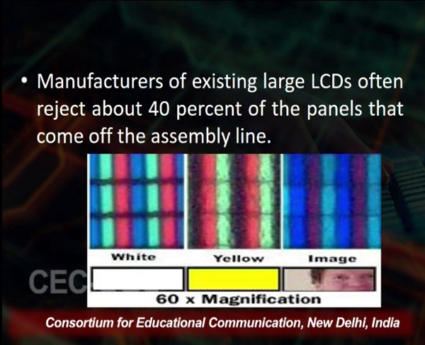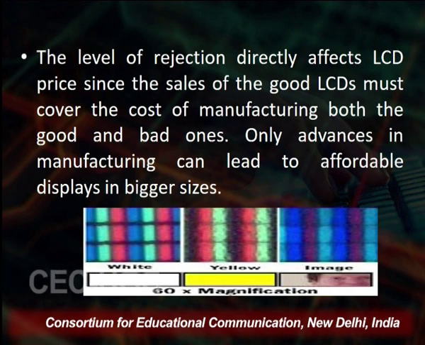Manufacturers of existing large LCDs often reject about 40% of the panels that come off the assembly line. You see the white and yellow images here at 60 times magnification. The level of rejection directly affects LCD prices, since the sale of the good LCDs must cover the cost of manufacturing both the good and the bad ones. Only advances in manufacturing can lead to affordable displays in bigger sizes.